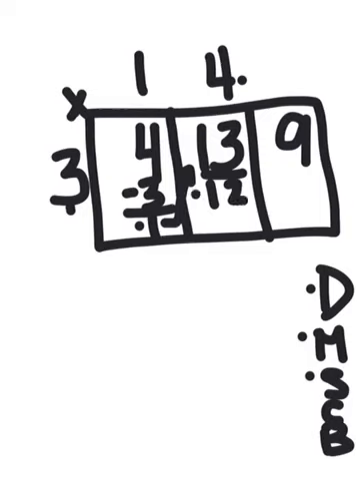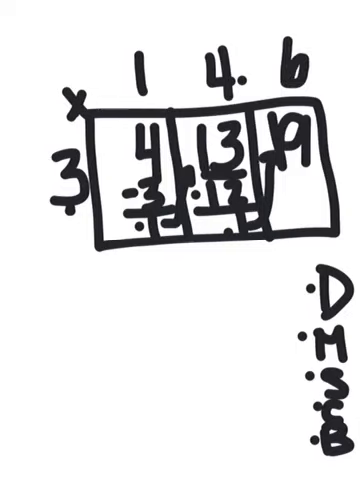Subtract 13 minus 12 is 1. Check, is 1 smaller than 3? And it is. So then I'm going to bring over, that becomes 19. How many times does 3 go into 19? Well, I know 3 times 6 is 18, so it goes in there 6 times.